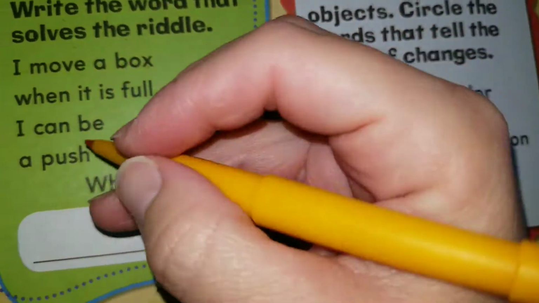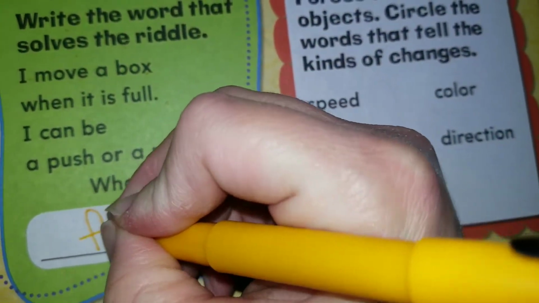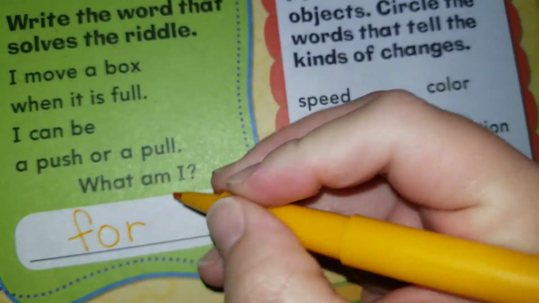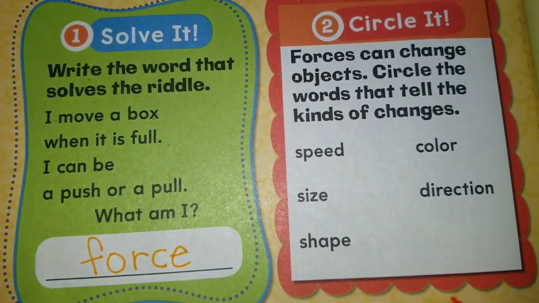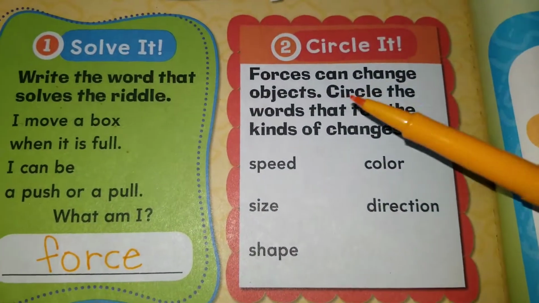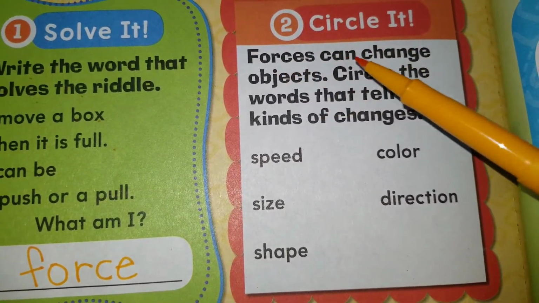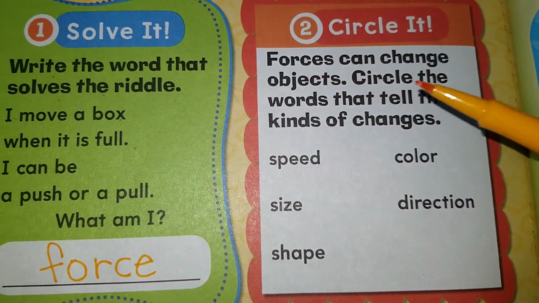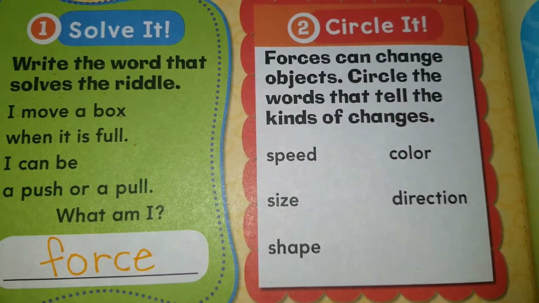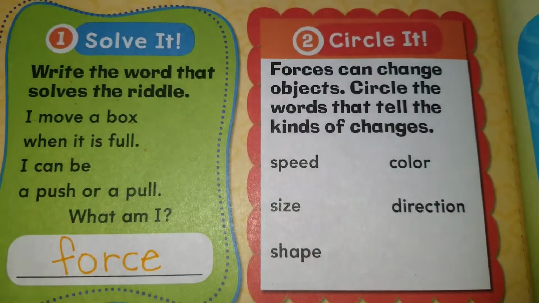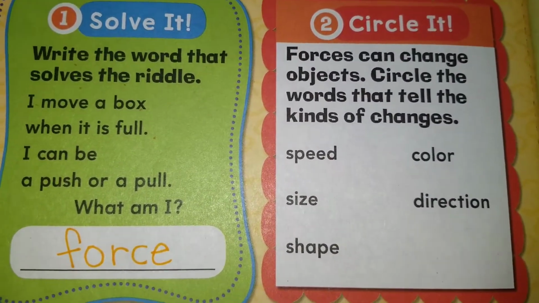It's force, boys and girls. Force. Force is responsible for every push and every pull. Number 2, circle it. Forces can change objects. Circle the words that tell the kinds of changes. So what are the ways that the force can change objects?